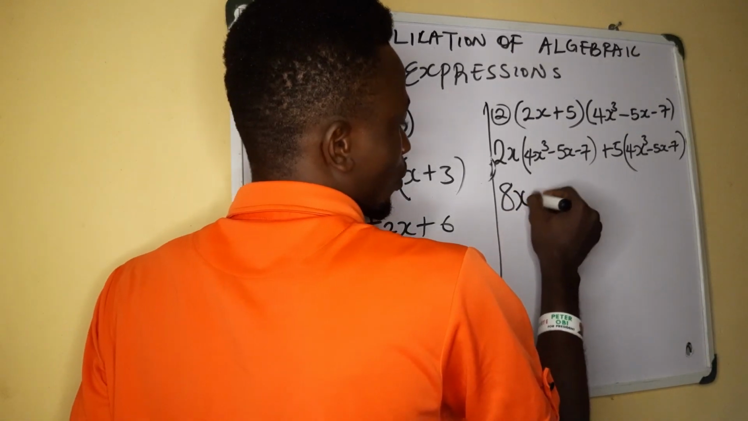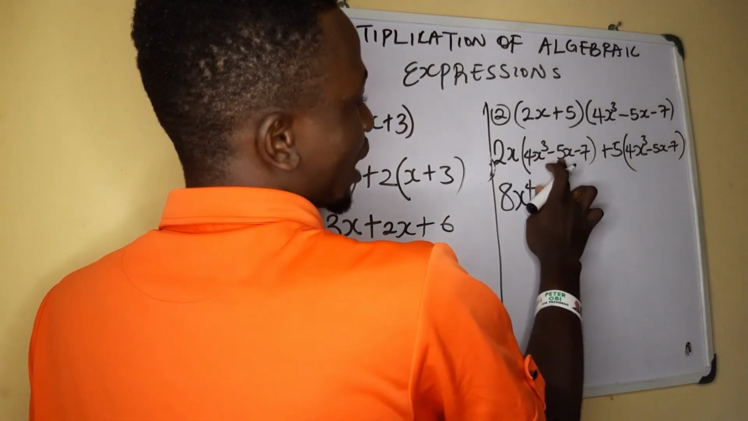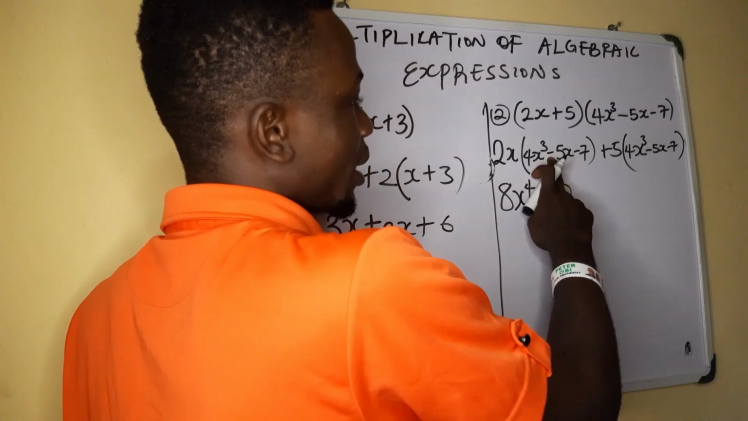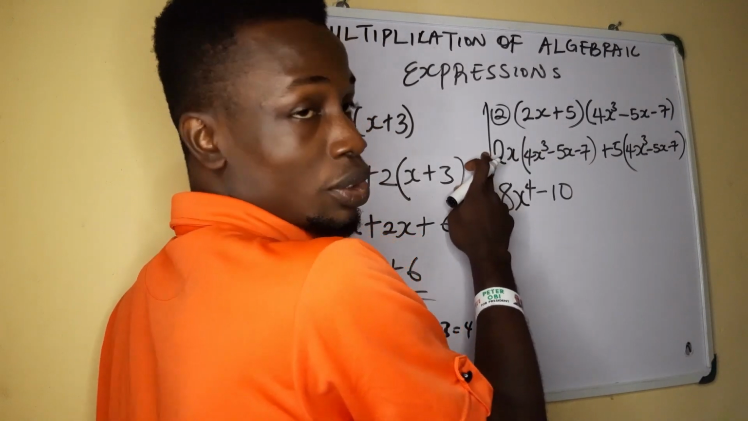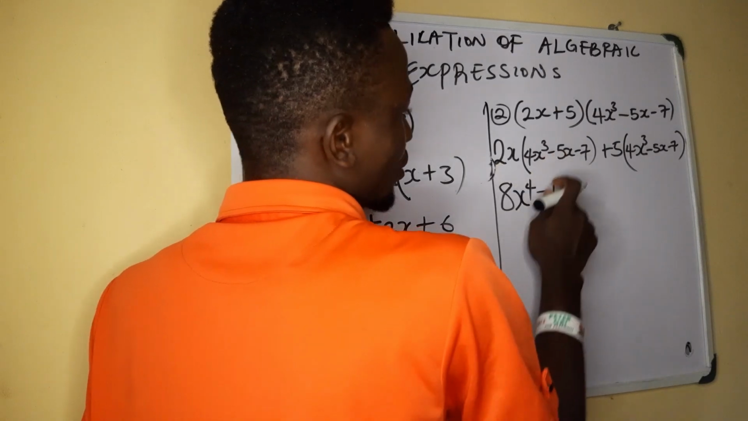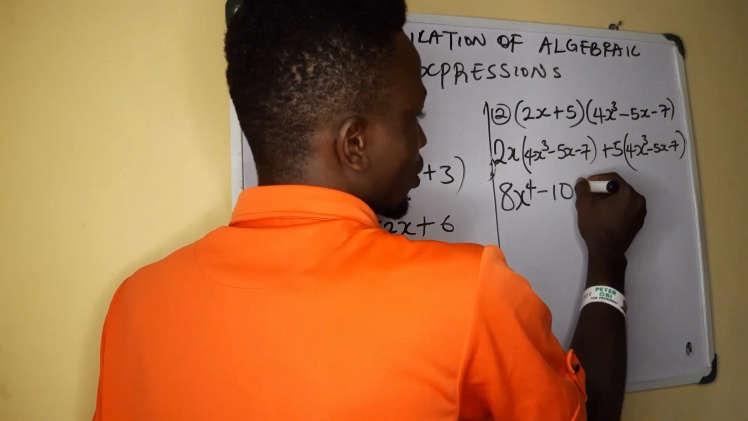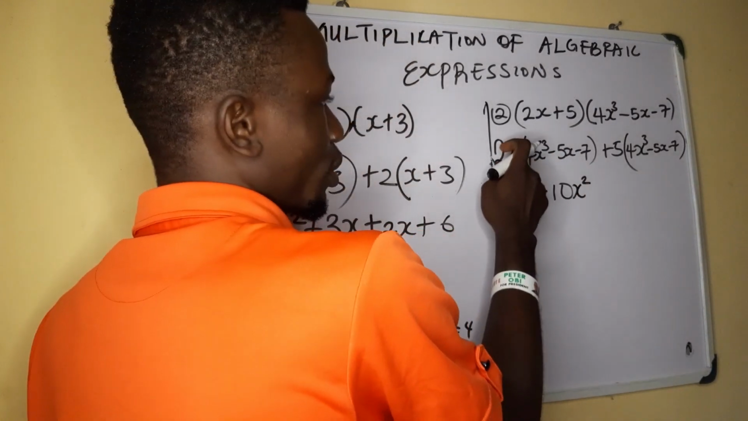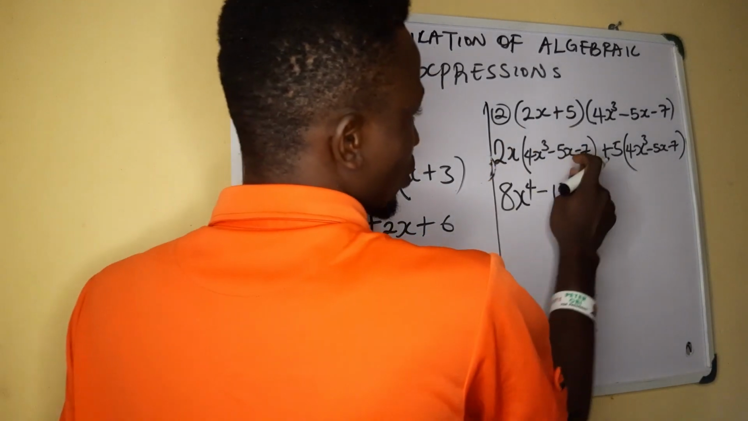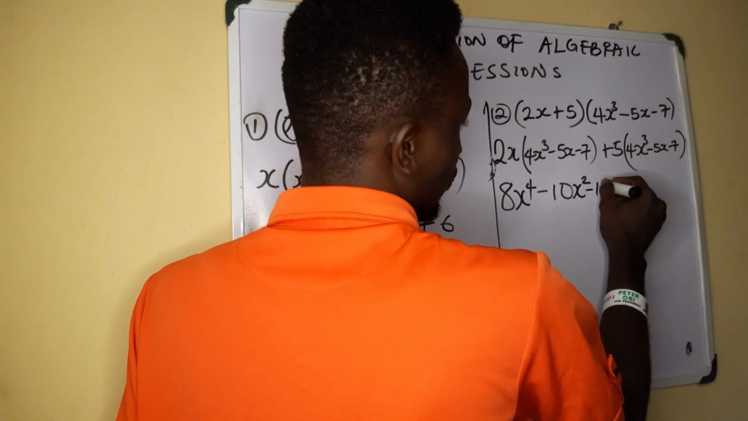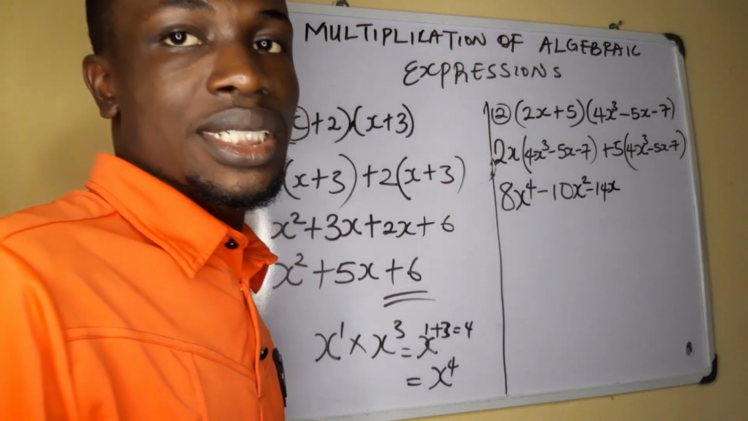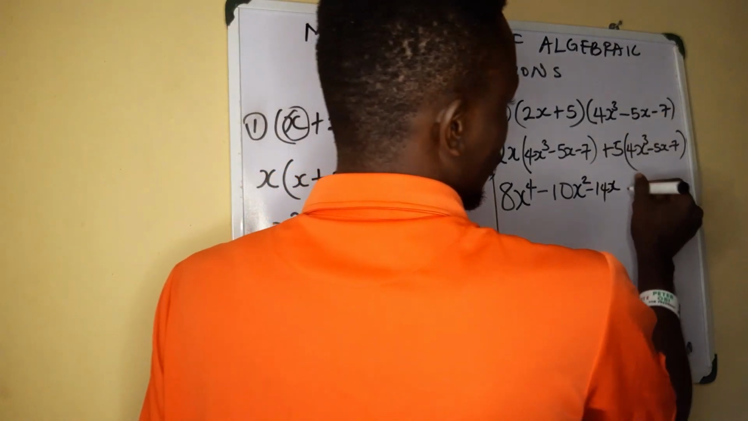8x raised to the power 4. Then 2 times 5 is going to give us 10. Please be careful of the sign. There's a positive sign here, and positive times negative is going to give us negative. So 2 times 5 is 10. x times x is going to give us x squared, because the power here is 1. 1 plus 1 is 2. 2 times 7 is 14. Then x times 7 is the same as 14x. So we'll continue with this.